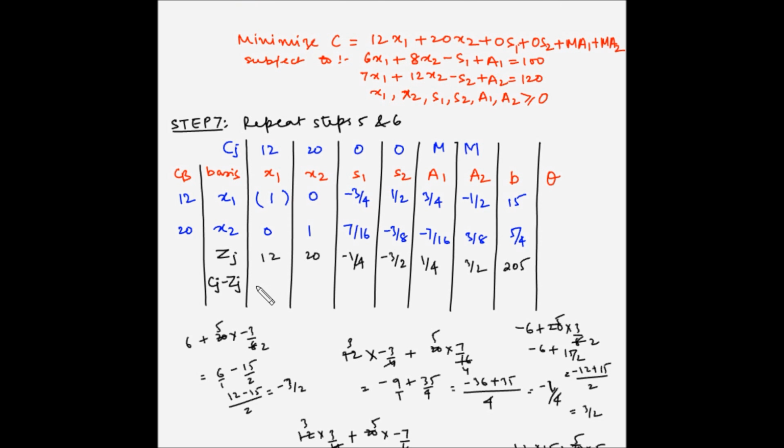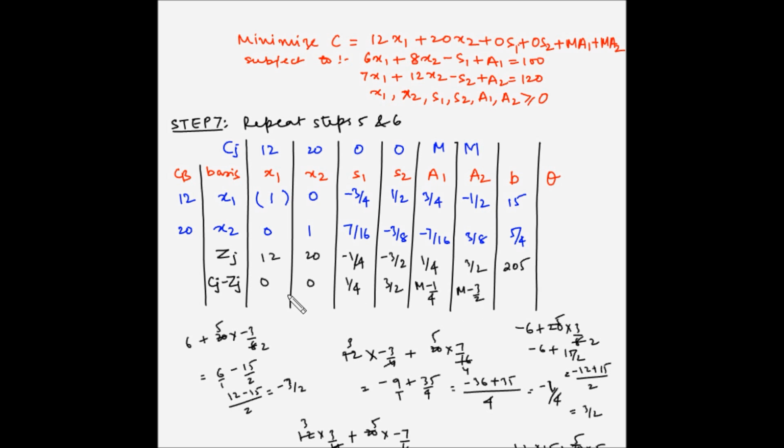Now let's find out Cj minus Zj. So 12 minus 12 is 0. 20 minus 20 is 0. 0 minus minus 1 by 4 is 1 by 4. 0 minus minus 3 by 2 is 3 by 2. M minus 1 by 4. M minus 3 by 2.